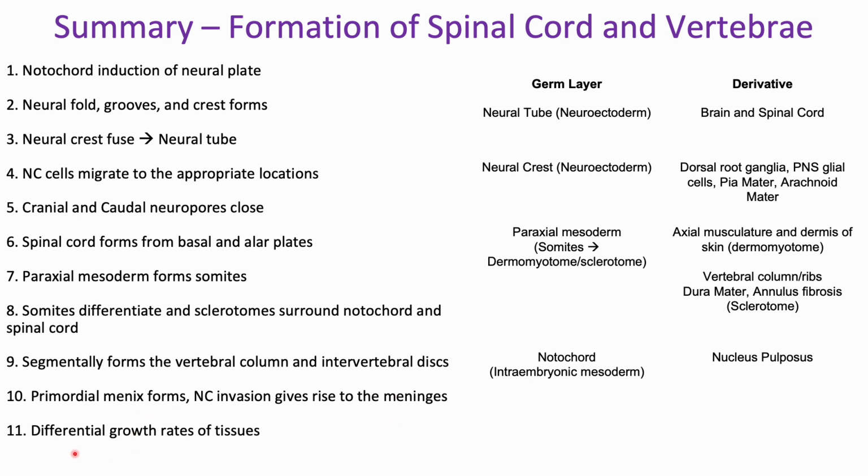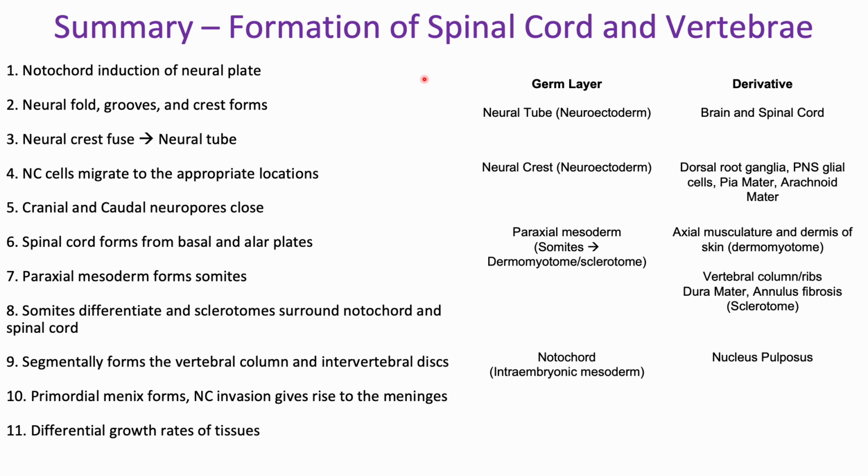All right, and again, we have differential growth rates of tissues, meaning that in the adult, the end of the spinal cord is going to be higher than the end of the vertebral column. And as just a general overview, here's a table of the different germ cell layers and their derivatives. So we have the neural tube, which is made up of neuroectoderm, which is giving rise to the brain and the spinal cord. The neural crest cells, which are also neuroectoderm, are giving rise to the dorsal root ganglia, the peripheral nervous system glial cells, the pia mater, and the arachnoid mater.